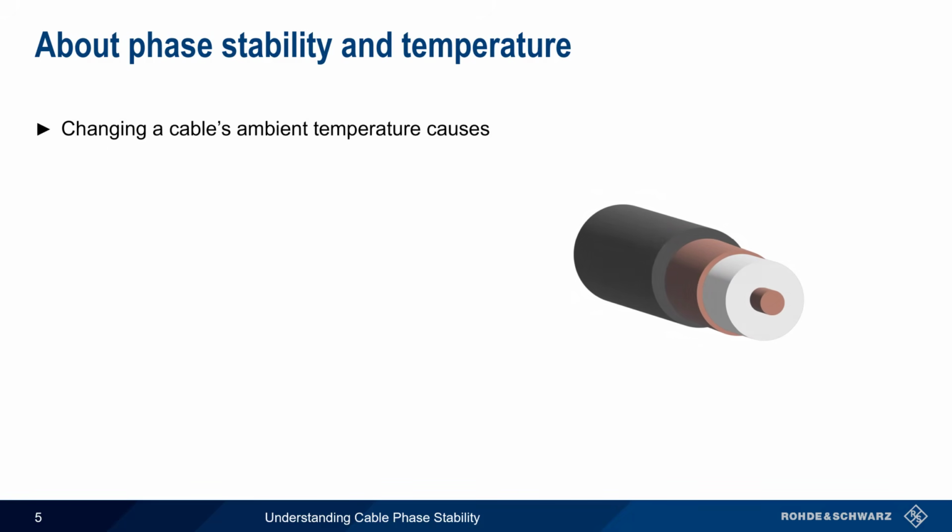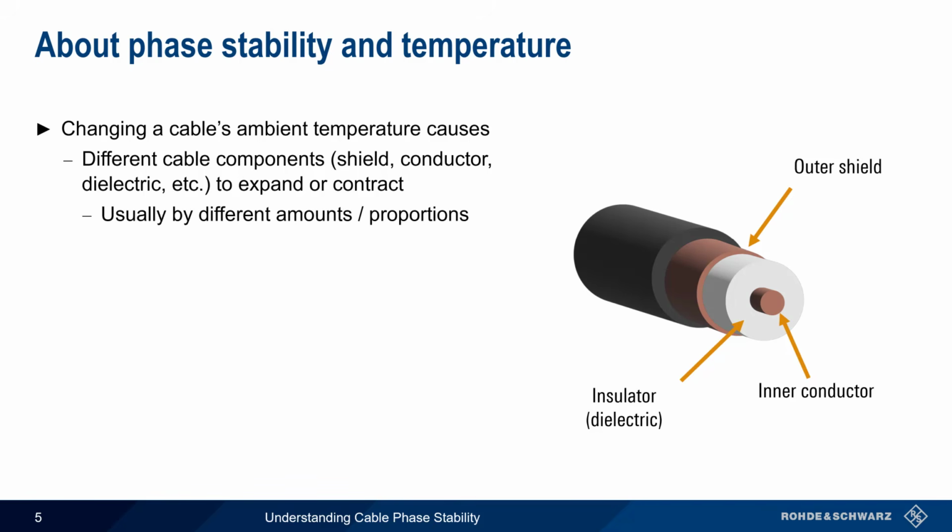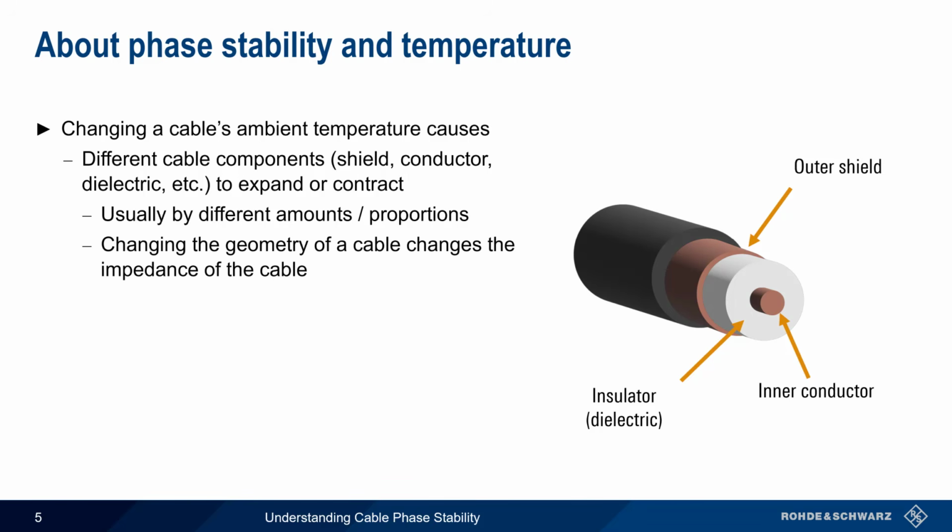When the ambient temperature of a coaxial cable changes, the cable will also change in two main ways. The first is that the different components of the cable, that is the outer shield, the inner conductor, and the dielectric, will expand or contract. Because these are made from different materials, the amount or proportion of this expansion or contraction is different for each component. Since the impedance of a cable is determined in part by its geometry, expansion and contraction due to temperature will also change the cable's impedance.